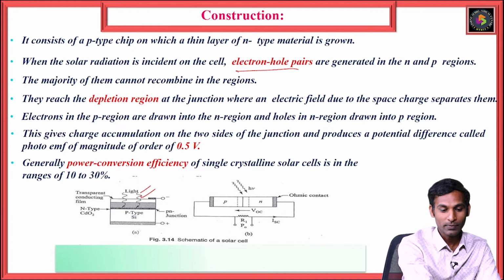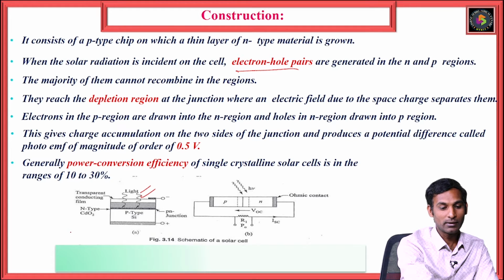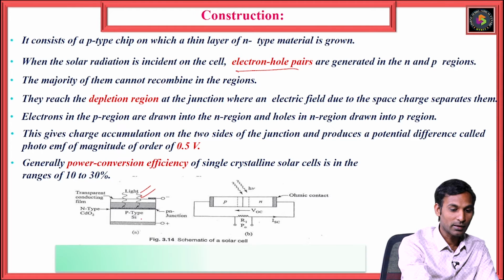You can observe here the n-type semiconductor I am using is cadmium oxide, that is said to be the emitter N. The base region is also very thin. So in the p-type semiconductor I am using silicon, and in the n-type region I am using cadmium oxide.